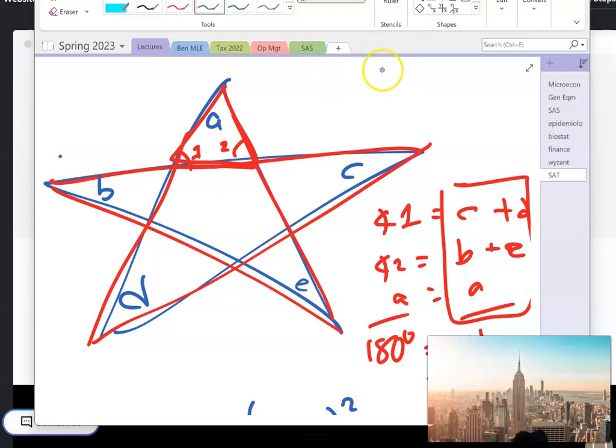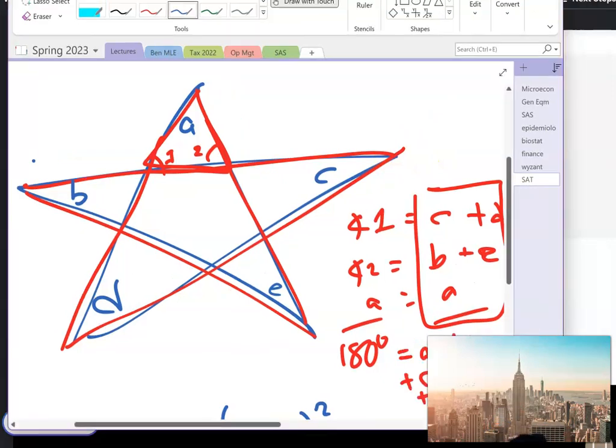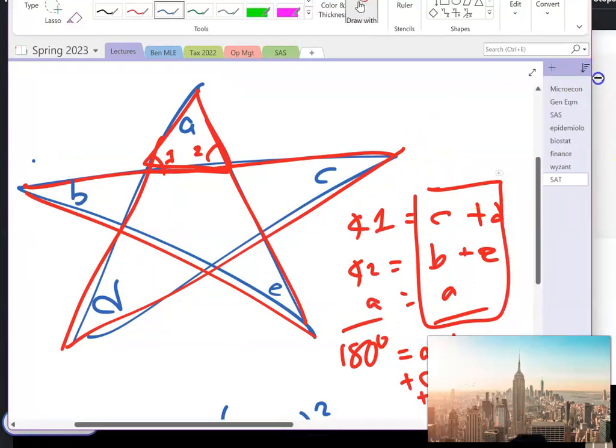Hello everyone. So let's do some geometry for our SAT or GRE or GMAT quantitative review. Suppose we have this star and we want to know the sum of the angles A, B, C, D, E, like the tips of the triangles in the star. This is actually a fairly easy problem.